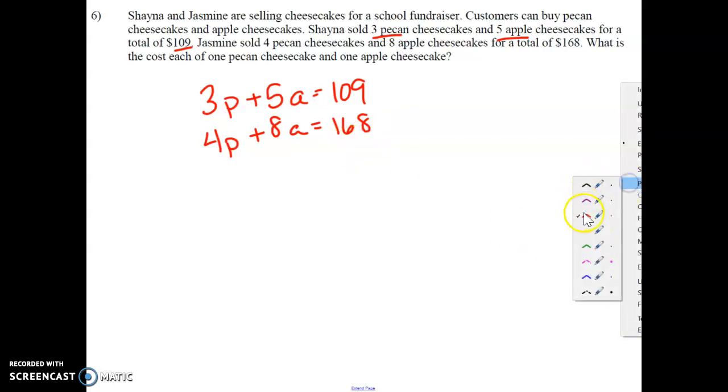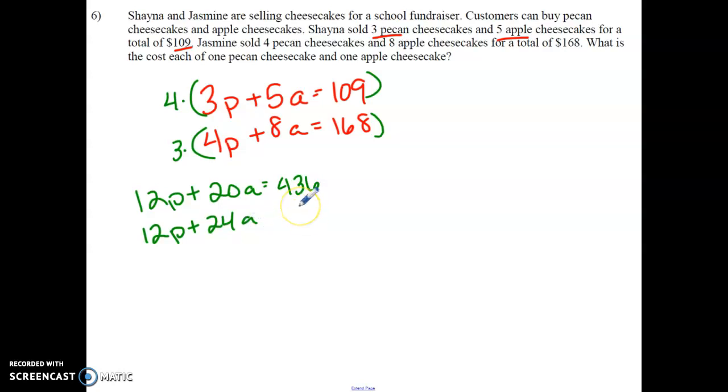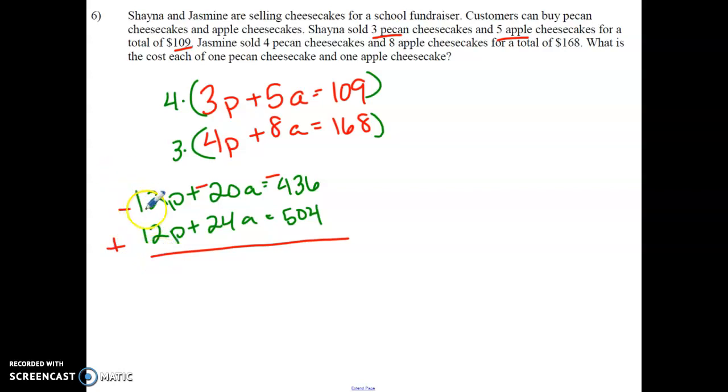This is very similar to the last problem where nothing cancels right now. So if I take my coefficients here for my p's and switch them, so I take the 4, multiply on top, take the 3, multiply on bottom, I get 12p plus 20a equals 109 times 4, which is 436. And then I'm going to do 3 times 4, which is 12p, 3 times 8 is 24a, and 3 times 168 is 504. Okay, nothing cancels right now because those are both positives, so we need to change all our signs. Doesn't matter which equation you do, the top one or the bottom one, just be careful.